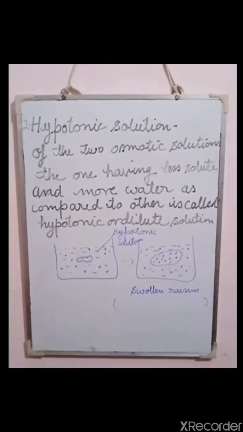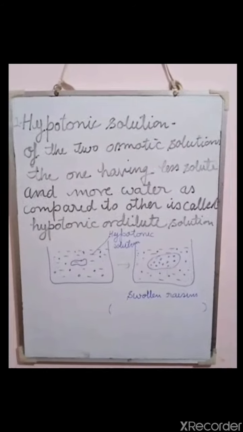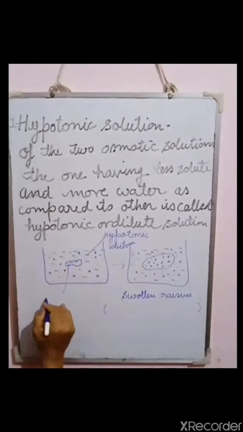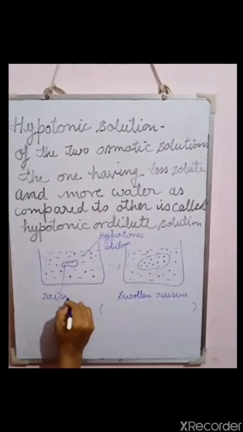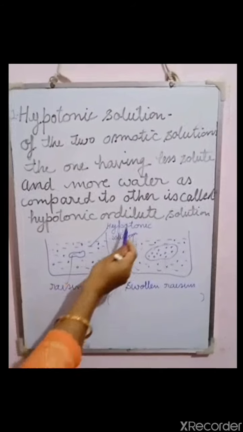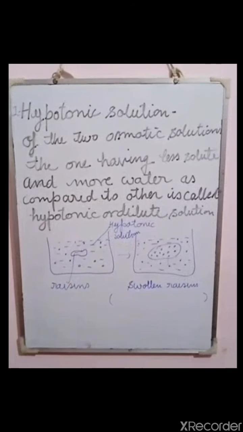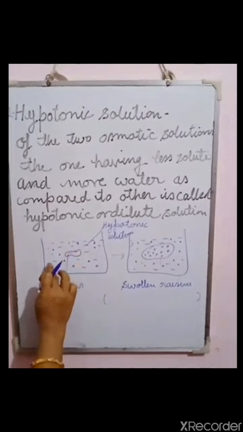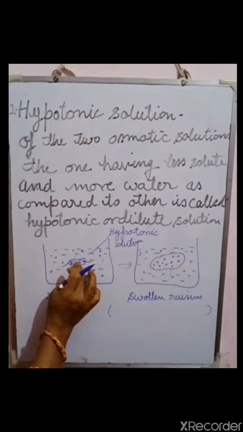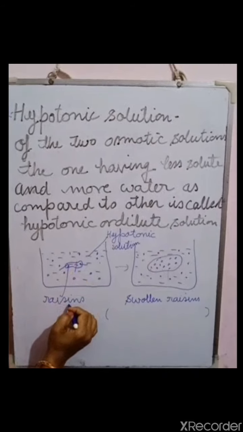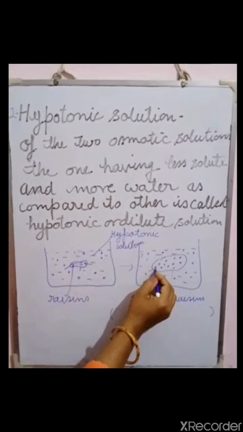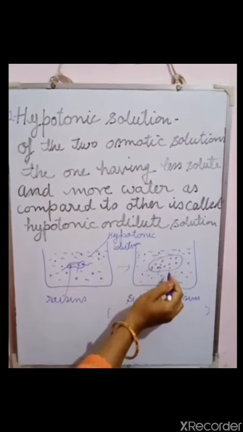And when the raisin is placed in the hypotonic solution, the cell will gain water by osmosis, and this is the raisin. When it is placed in the hypotonic solution, it gains water, because the concentration of water outside is more, so water moves inside the raisin by the process of osmosis, and the raisin swells up because more water molecules enter the cell.